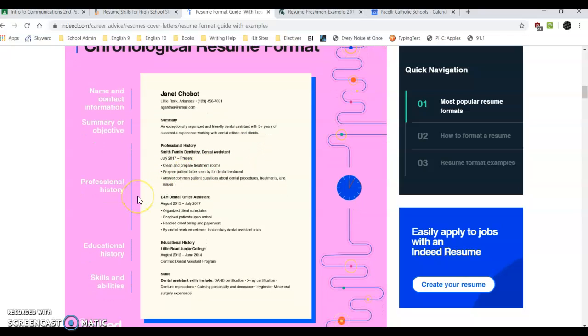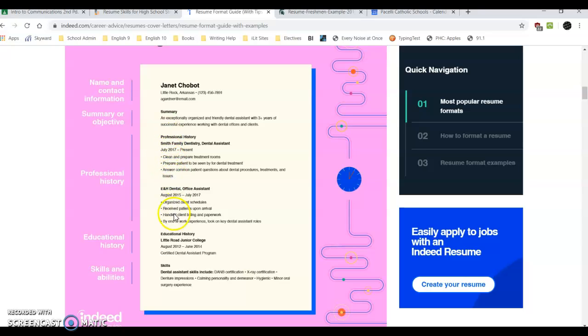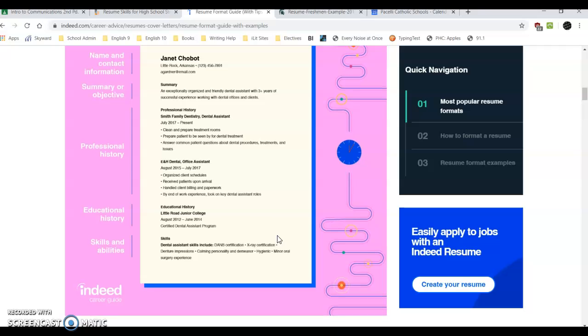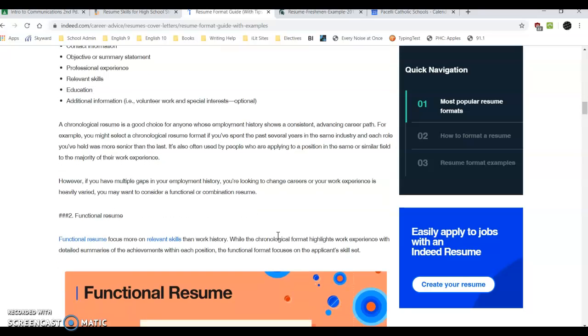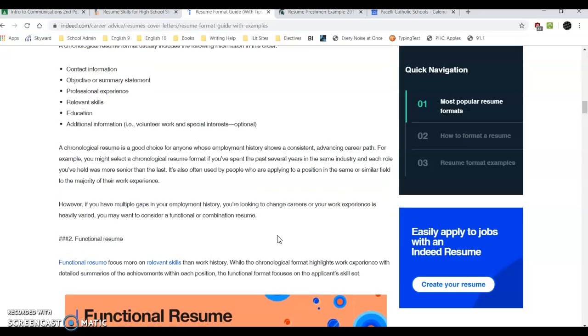All right, but chronological, it focuses mainly on your work history. All right, some people like to see the continuity of work. So what's your most recent job? What's the next most recent job? Chronological is a really good one for if you're already in your field. So if I ever wanted to go get another teaching job, I would probably do more of a chronological one. All right, well, I mean, to start with. Okay, so it talks about it's a good choice for anyone who wants to show a consistent advancing career path.